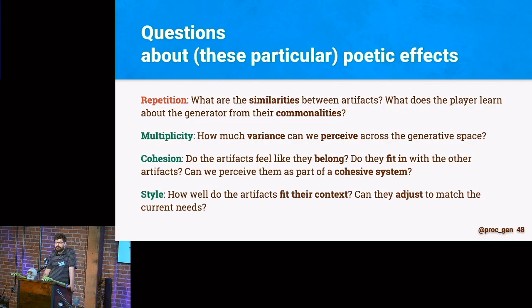And then some questions we can ask about these different dimensions are, what are the similarities between the artifacts? How much variance can we perceive across the generative space? Do the artifacts we're generating feel like they belong together? Do they fit in? Can we perceive a cohesive system behind them? And then for style, how well do they fit in their context? Can they be adjusted to match the current needs? Is the generator smart enough to give us a water monster on the swamp level?